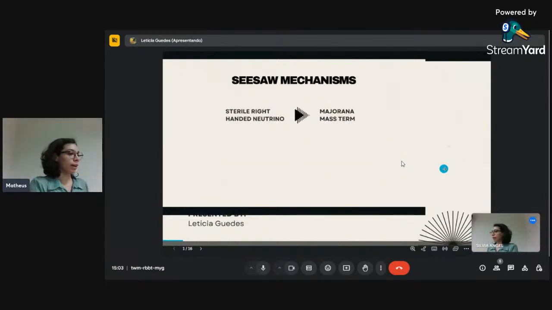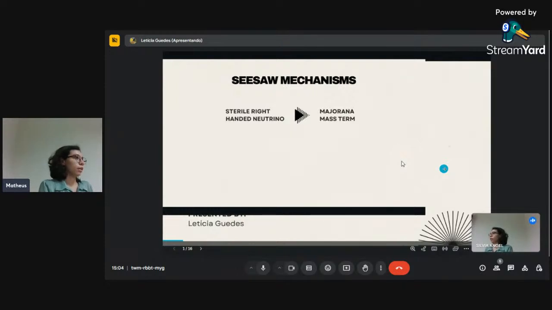Okay, so first, some weeks ago, Ricardo explained to us the type 1 Seesaw mechanism. It's not necessary to know the type 1 Seesaw mechanism, but I will assume that the things that he presented, like the Majorana and mass terms and whatever, I don't need to present anymore. So this is a brief review of what he presented.